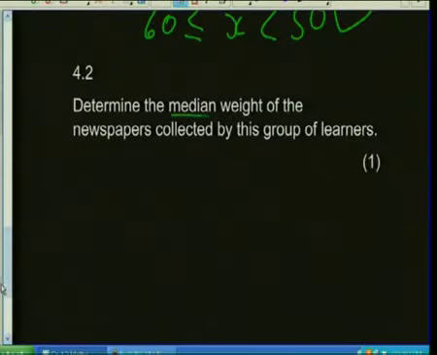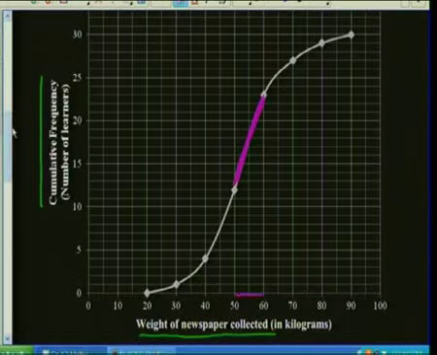Determine the median weight of the newspaper collected by the group. What is the median? We want the median weight. From a cumulative frequency, you can calculate your lower quartile, your median, and your upper quartile. So let me look at my cumulative frequency. How can I do this?